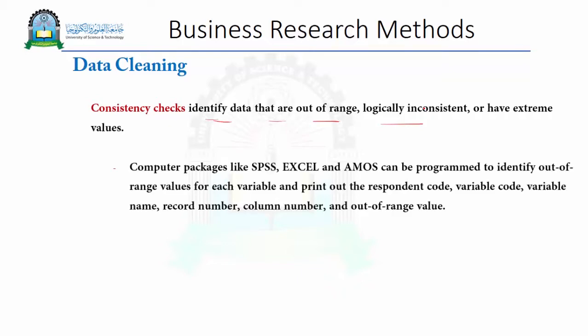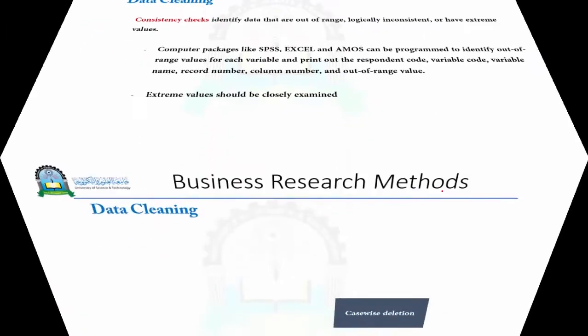Computer packages like SPSS, Excel, and Amos can be programmed to identify out of range values for each variable and print out the respondent's code, variable name, record number, column number, and out of range values. Extreme values should be closely examined.